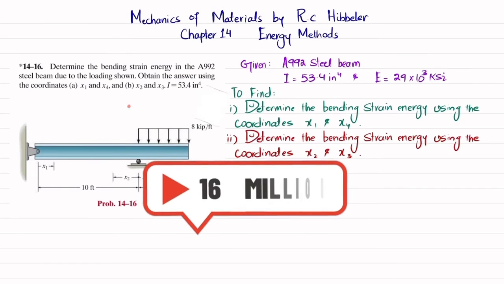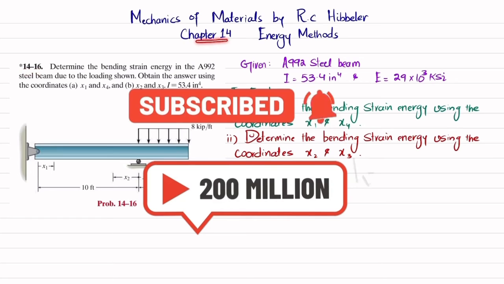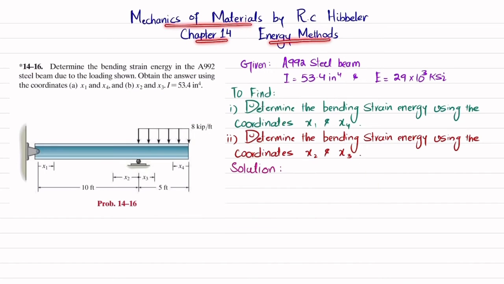Welcome back. In this video, we are going to solve problem 14-16 that is taken from chapter number 14, Energy Methods, and the book name is Mechanics of Materials by R.C. Hibbeler. So the statement is: determine the bending strain energy in the A992 steel beam due to the loading shown. Obtain the answer using the coordinates x1 and x4 and then x2 and x3. I is 53.4 inch to the power 4.